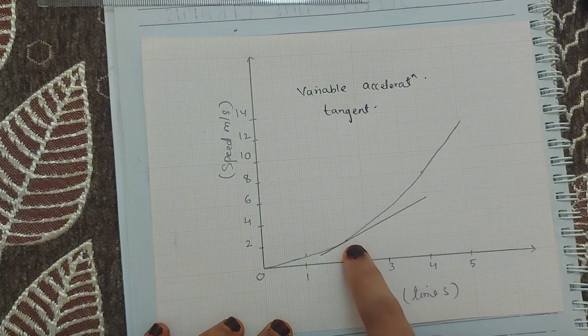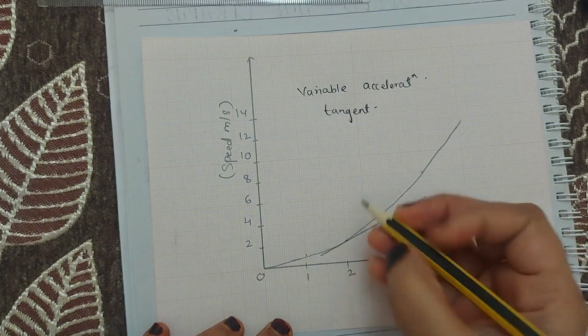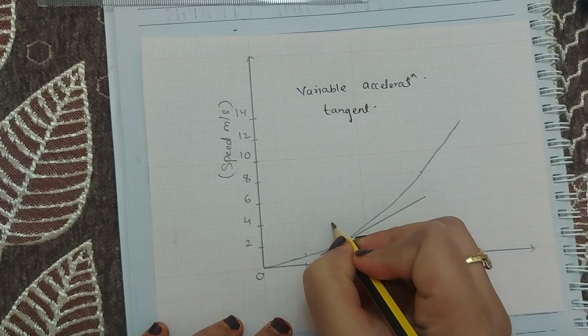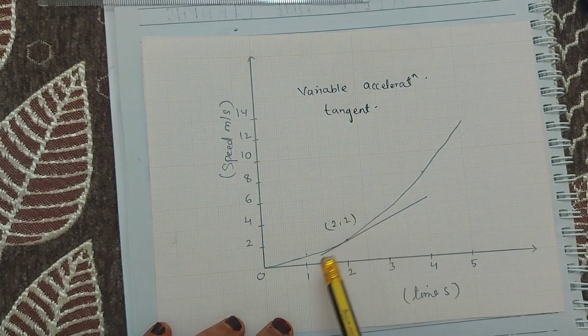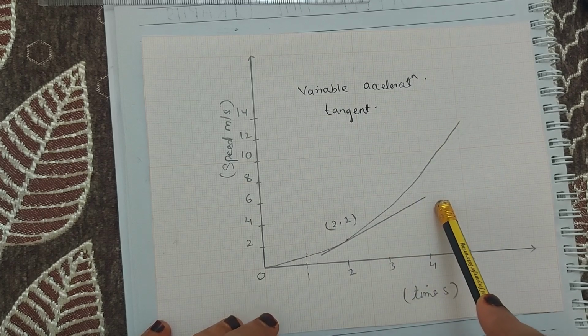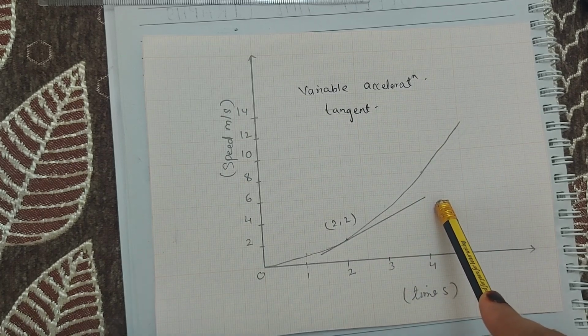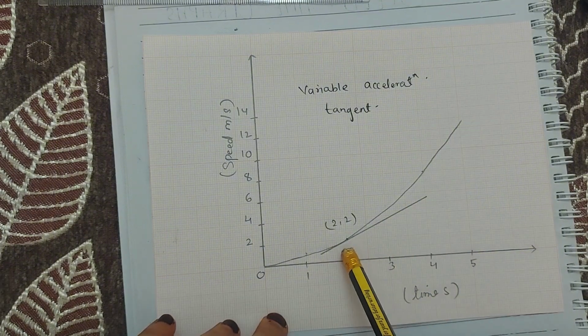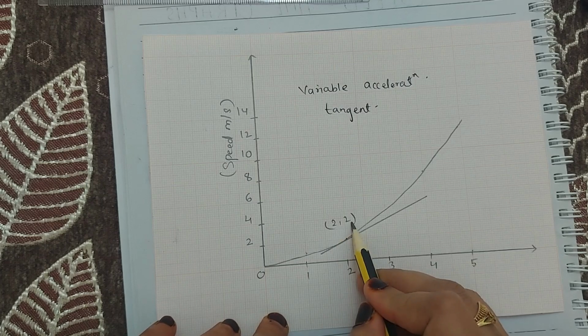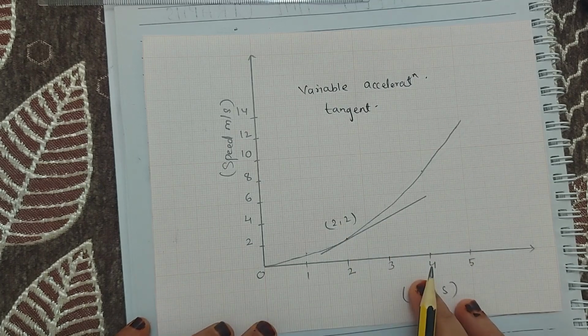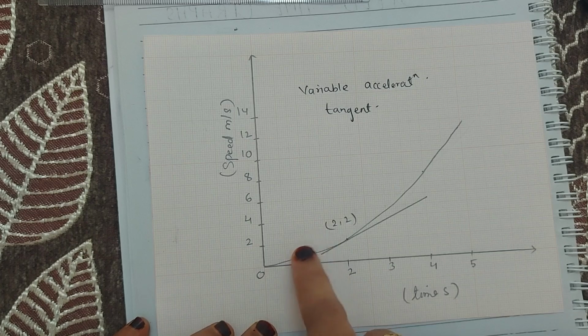Which point have I taken? I have taken this point. What is this axis? This is 2 and 2 on both the axes. From this point I have drawn a tangent. Again, what is tangent? Tangent is a line that is drawn on a curve or a circle touching at just one point. Like this line is touching this curve at one point, and that point is 2, 2. Okay, so now this is your tangent.